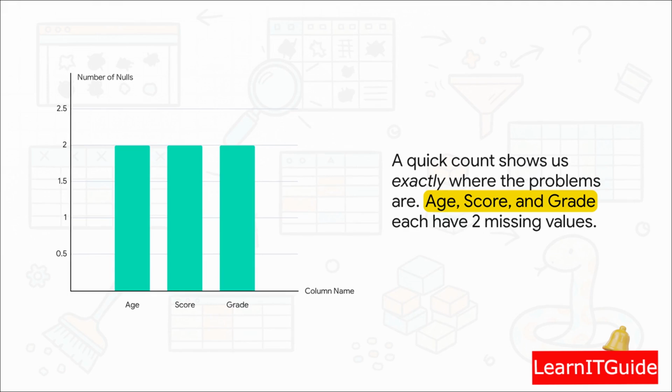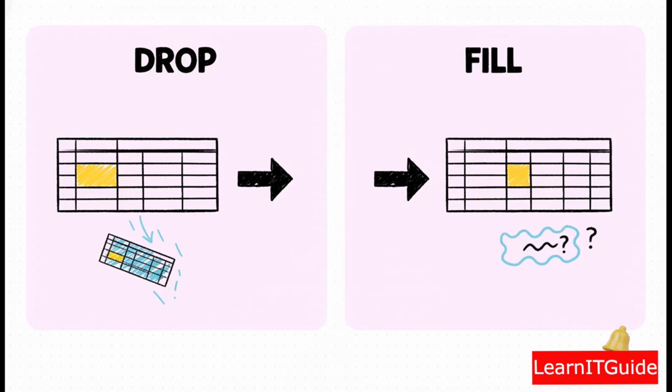The big question is, what do we do about them? Basically, we have two main options here. We can either drop the data or fill it in. Dropping means we just completely delete any row that has a missing value. It's fast and easy, but you risk throwing away other valuable information in that same row. The other path is to fill the nulls with a smart guess, like the average value for that column. This saves the row, which is great, but you have to be careful, because if you're not smart about it, you could actually introduce bias into your data.